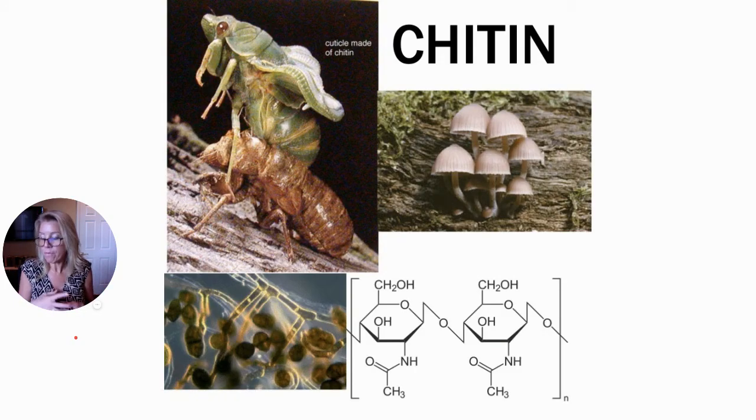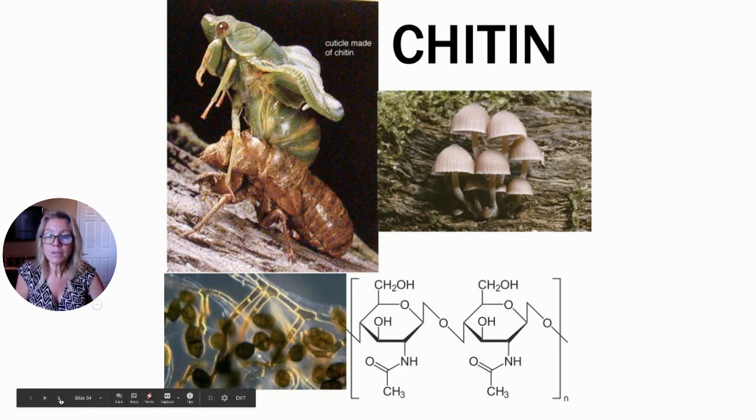Another structural component is chitin. Chitin forms the exoskeletons of, you can see right here, an arthropod, let's say, and then fungal cell walls. Fungus is not a plant. Fungal cell walls are built out of chitin. And I believe you already have that on your notes.